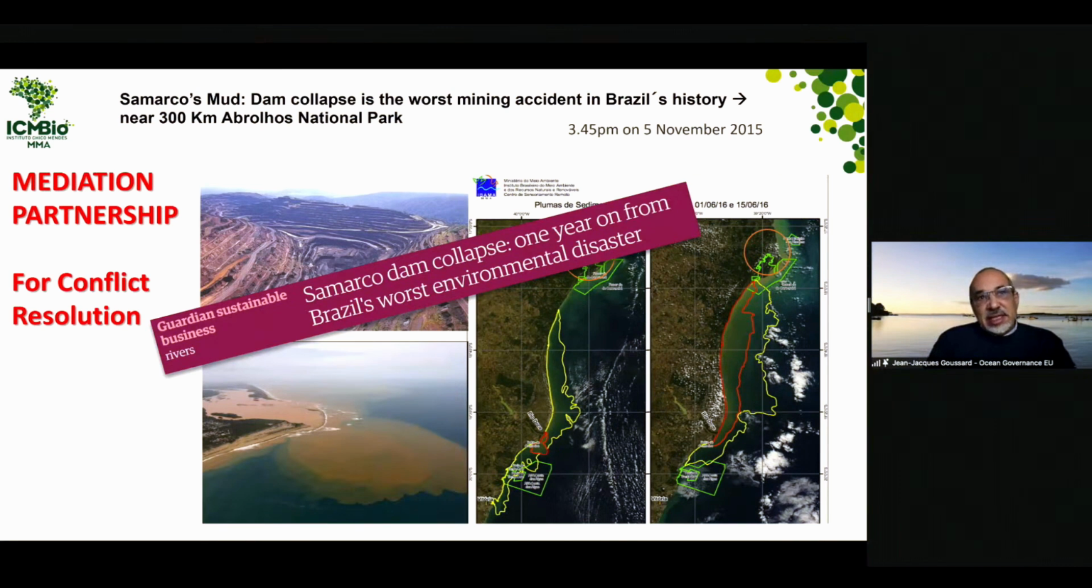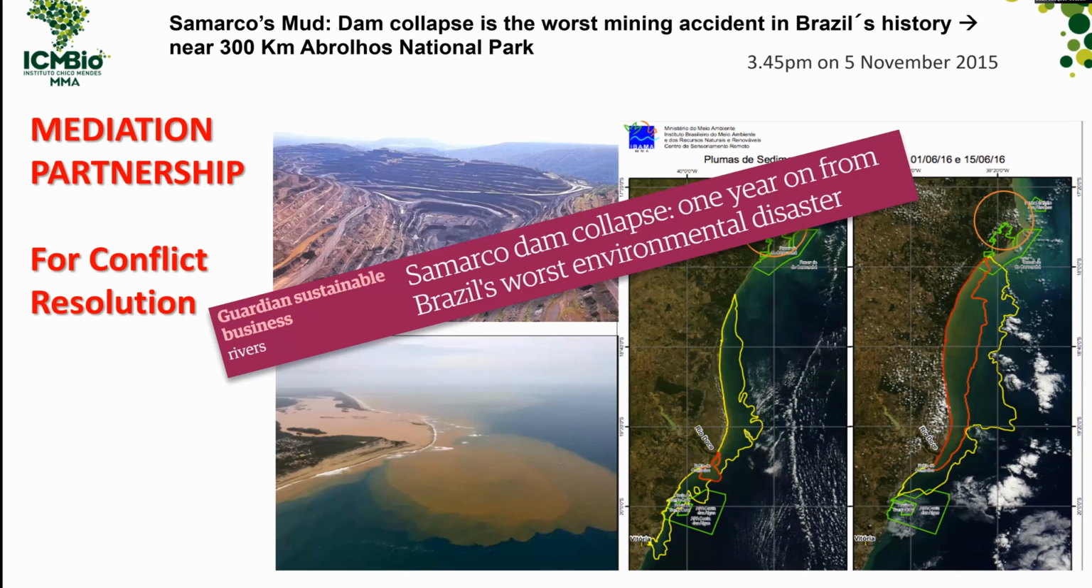The management of this MPA was maintaining very good relations with all the different categories of stakeholders. That means fishers, municipalities, local government, the mining company, federal government, and they played a very important role in the resolution of the post-disaster conflicts that occurred between all these stakeholders.